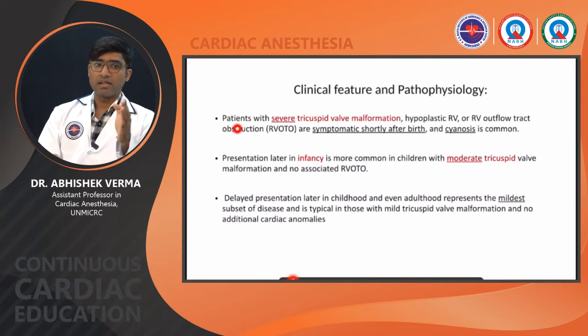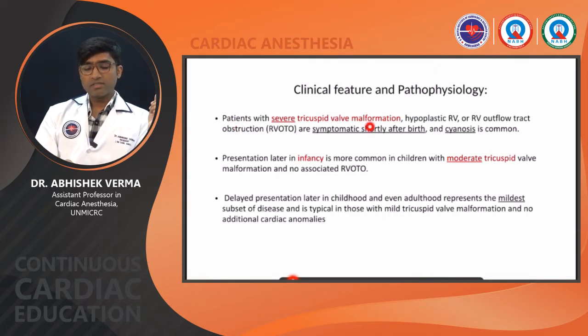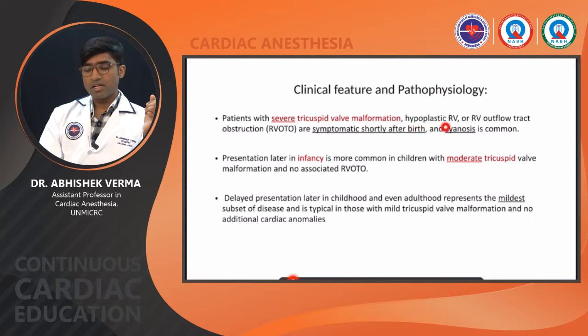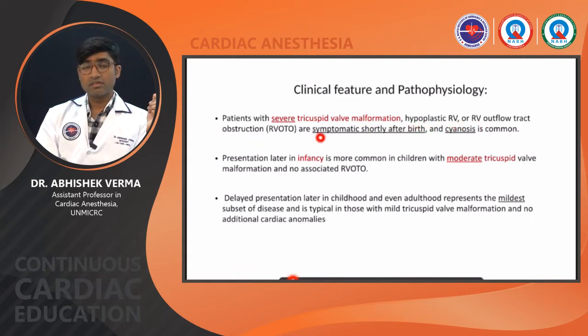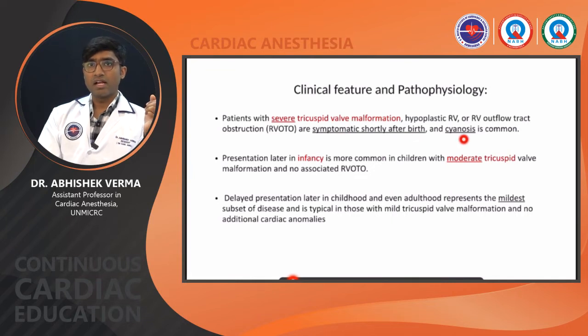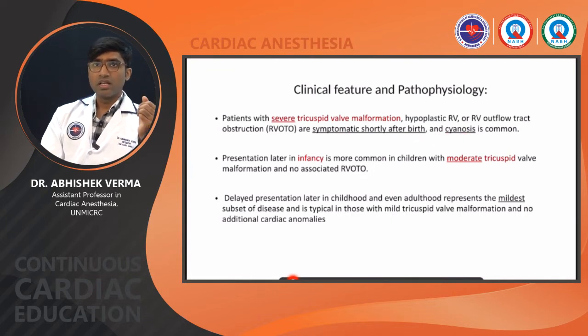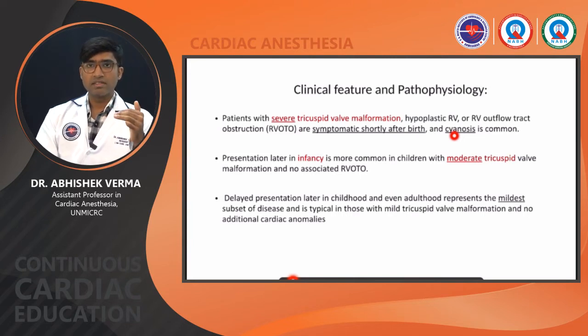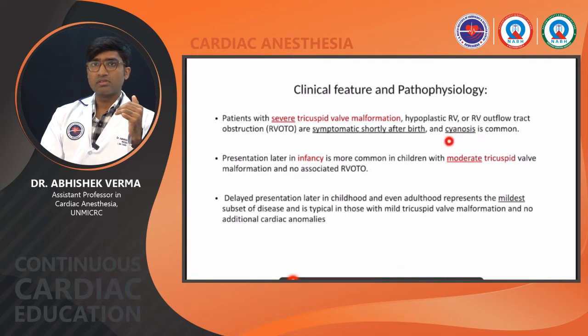of the Ebstein anomaly, and if they come in the later stage, it means the patient is stable, the RV volume is good, and they are maintaining till that age. It means they can have a somewhat better prognosis. So patients with severe tricuspid malformation, hypoplastic RV or RV outflow tract obstruction are symptomatic shortly after birth, and the patient comes with cyanosis because the RV is hypoplastic, meaning the RV is not able to push the blood into the pulmonary blood flow. Since pulmonary blood flow is decreased, cyanosis is very common.